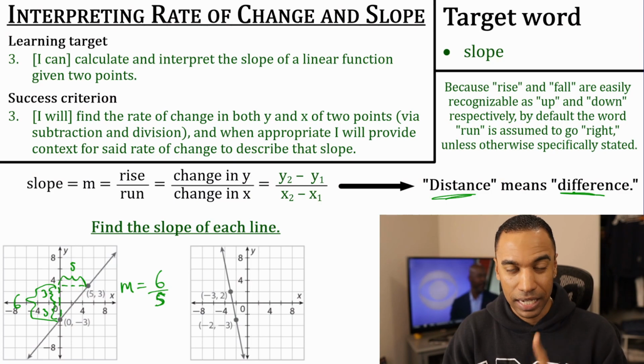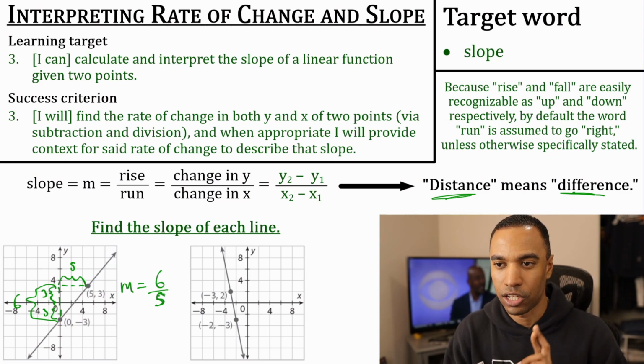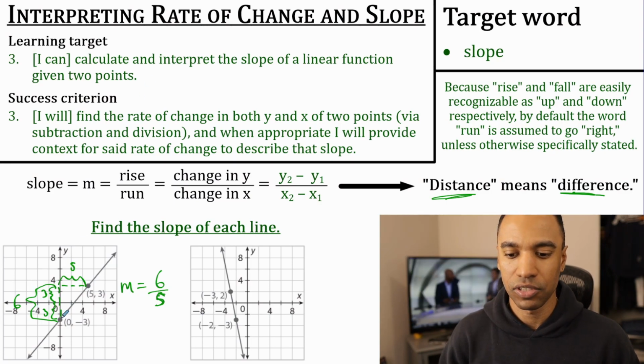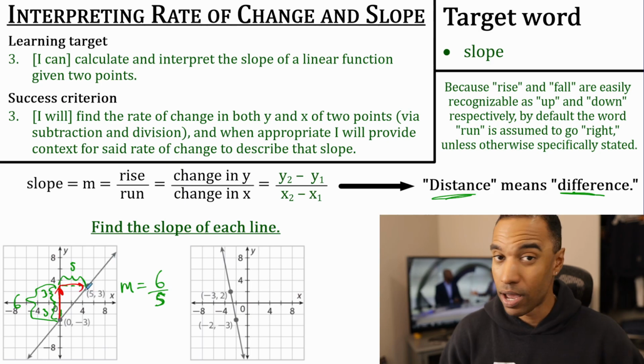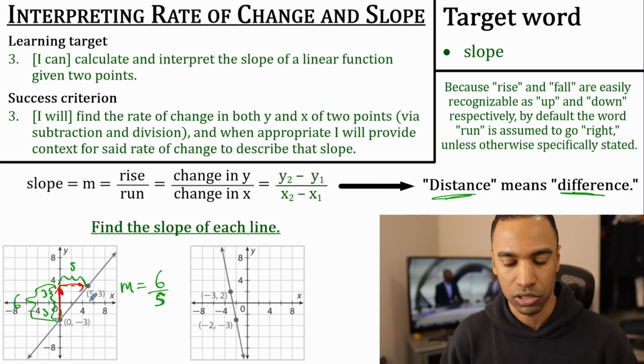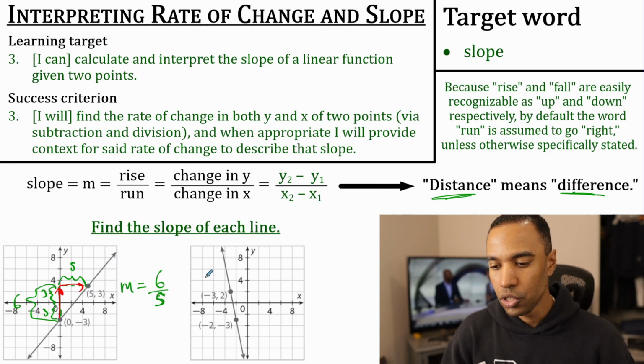The one thing you've got to be careful of when you're counting, though, is understanding your directions. Why is this a positive 6? Because from this point to this point, I rose. And then from this point to this point, I ran. By running, I mean run to the right. Positive 6, positive 5. Let's do this next example here.